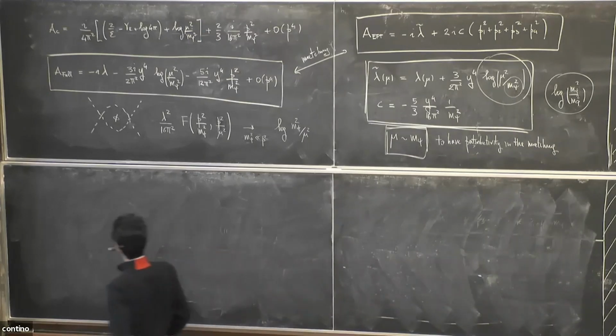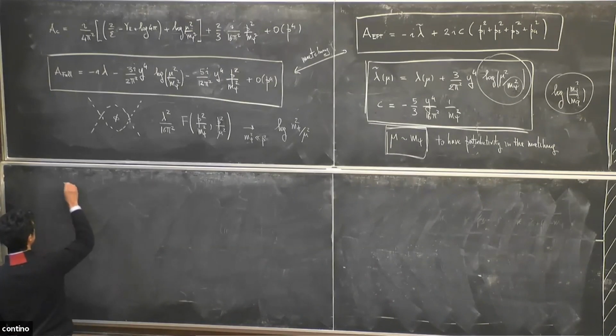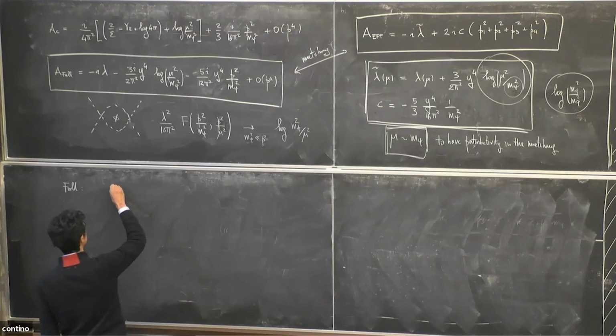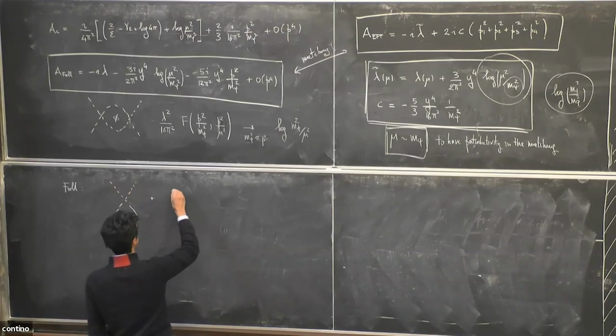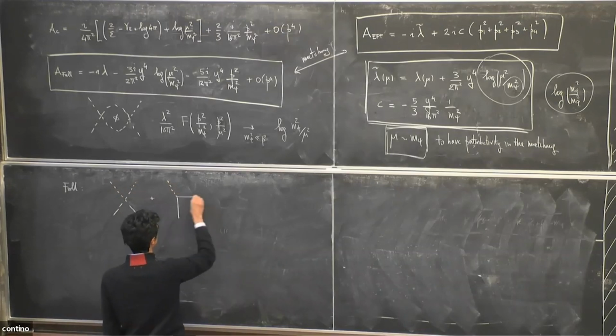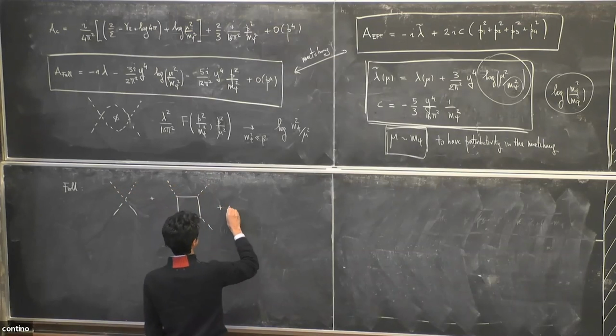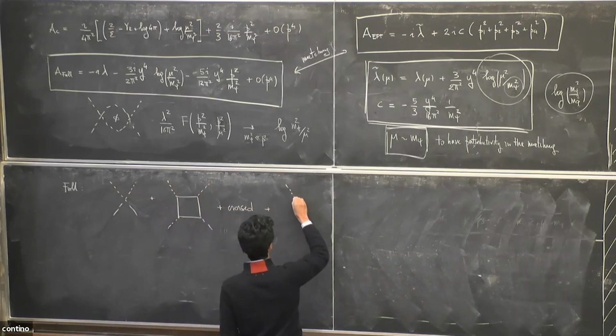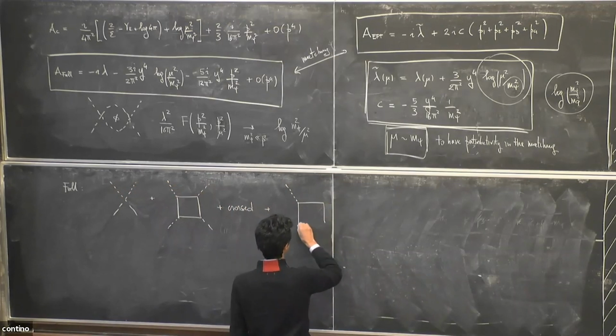So if you go at two loops, then in the full theory, you will have diagrams. So these are the one loop plus cross. And then you have also diagrams of this kind.